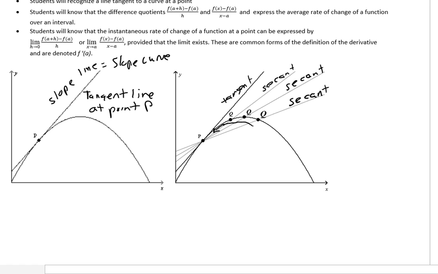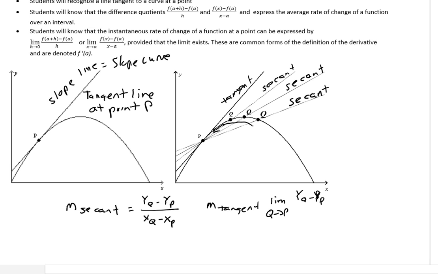Okay? So the slope of the secant would be the y from Q minus the y from P over the x from Q, okay, minus the x from P. And the slope of the tangent would essentially be the limit as Q approaches P of this. Okay.